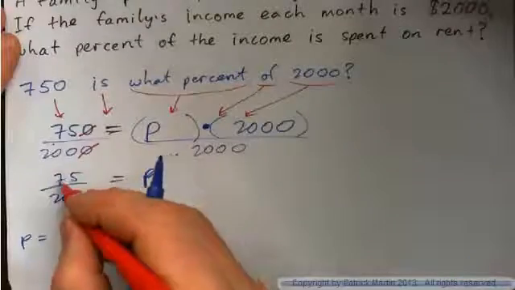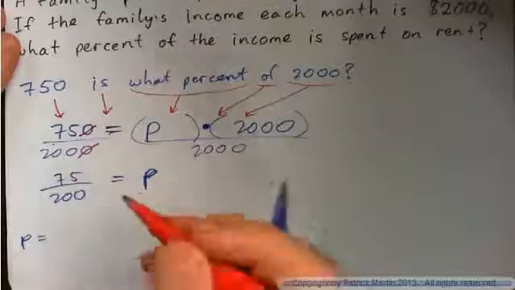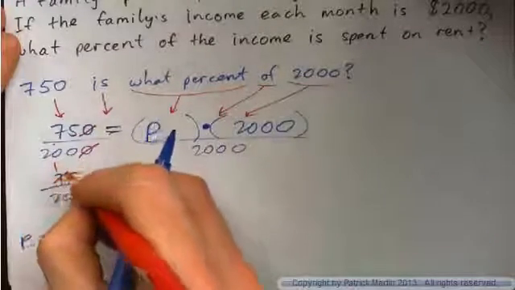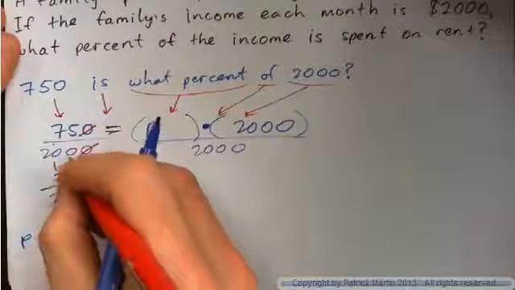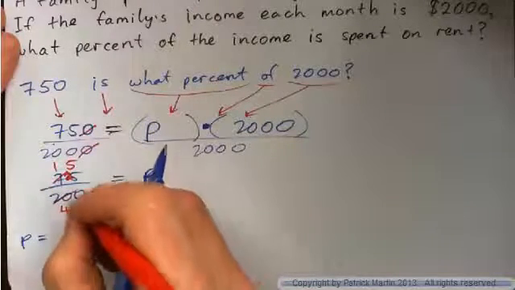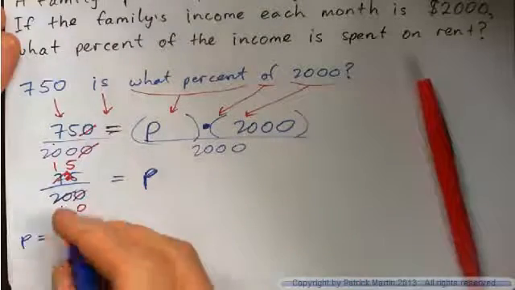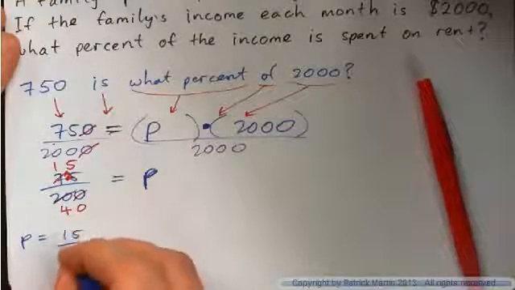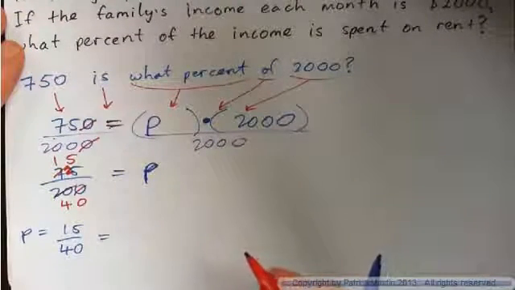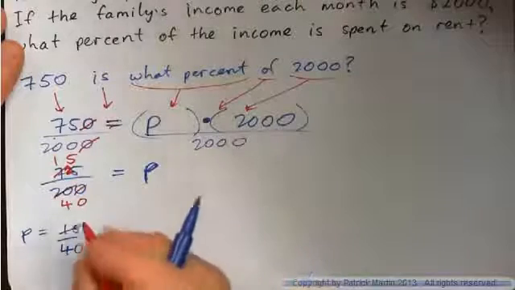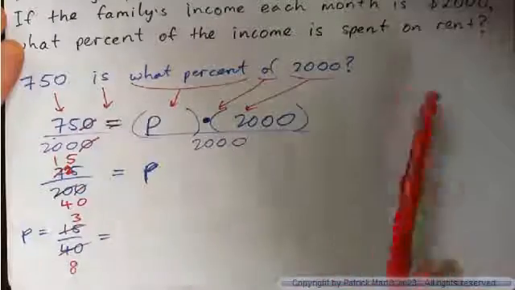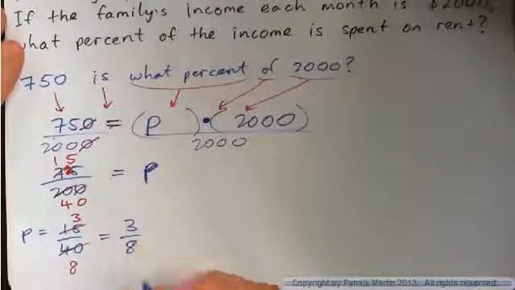Now, 25 goes into top and bottom, so does 5. Let's do 5 just to make it easier. 5 into 7 goes once, remainder 2. 5 into 25 is 5 times. 5 into 20 goes 4 times. 5 into 0 is 0 times. So we have 15 over 40. Now we can simplify that further, right? 5 into 15 is 3 times, 5 into 40, 8 times. So we got 3/8.